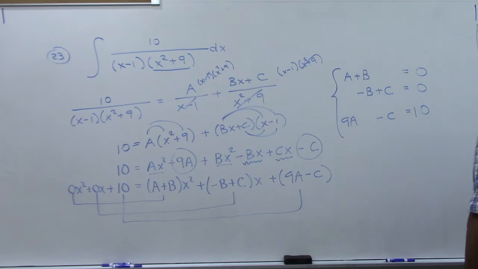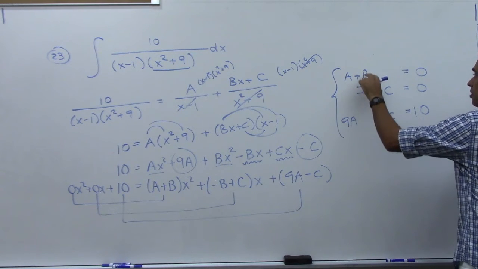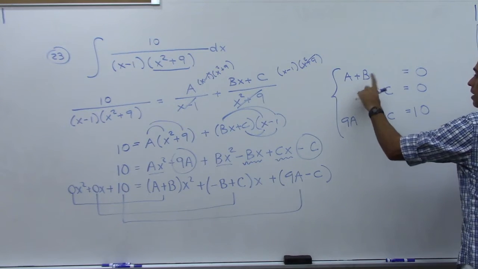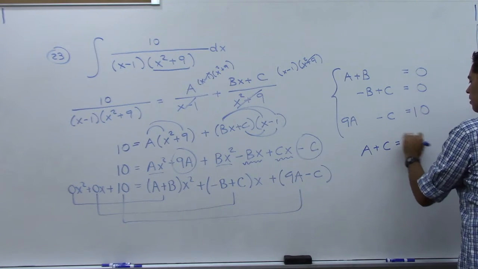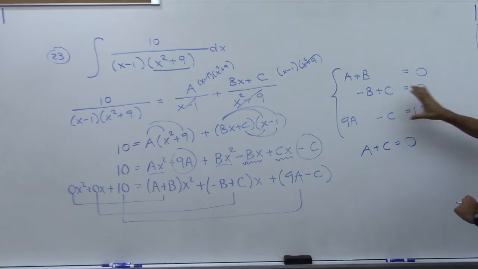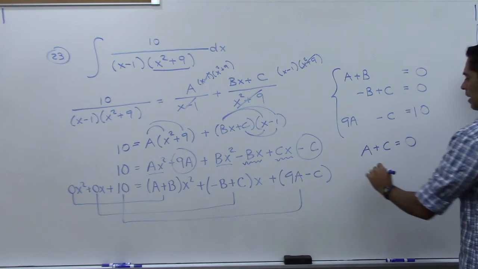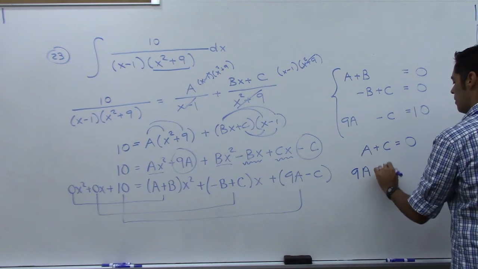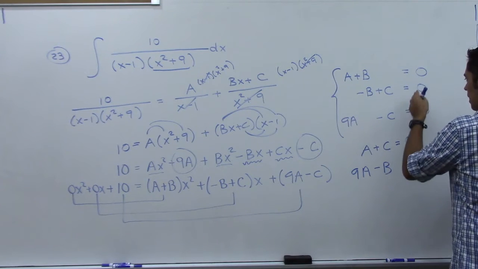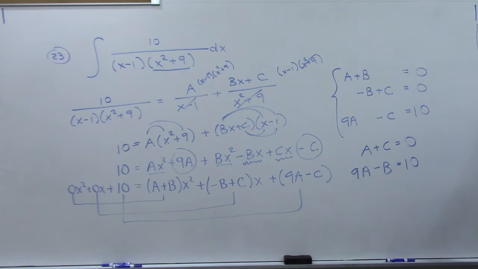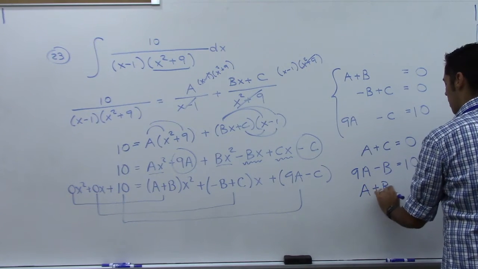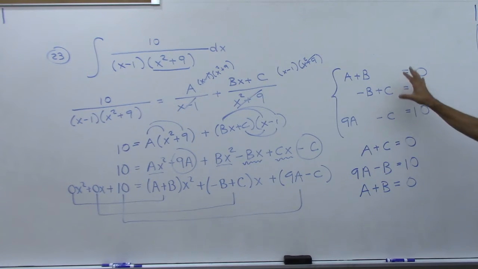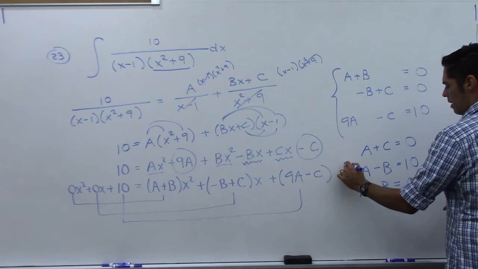First of all, let me add these two rows together because I notice I have a b and a negative b. So if I add those two rows together, I get a new equation, a plus c equals 0. Let me add these two rows together, and the c's will cancel, and I get 9a minus b equals 10. The original equation right here, a plus b, was equal to 0. Now you could use your calculator for this. I'm just doing it by hand. So I think these two right here are going to work.